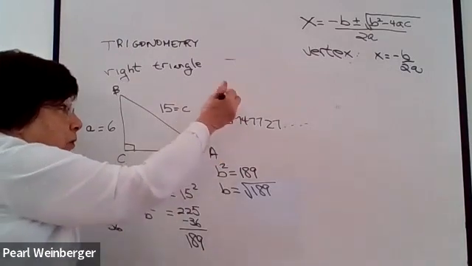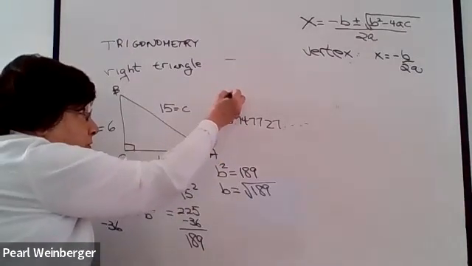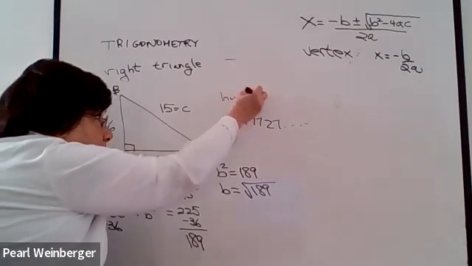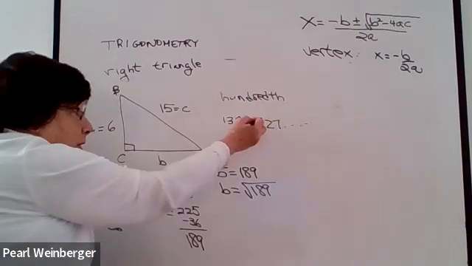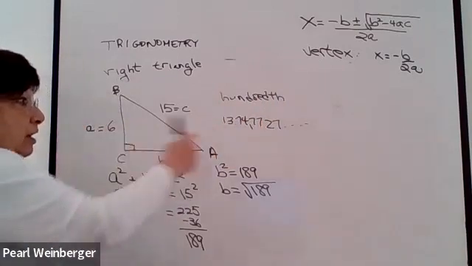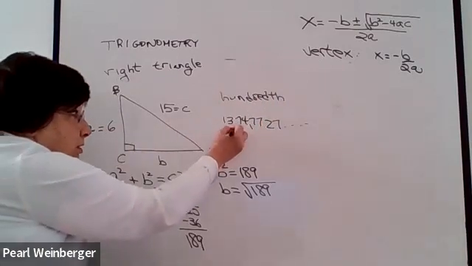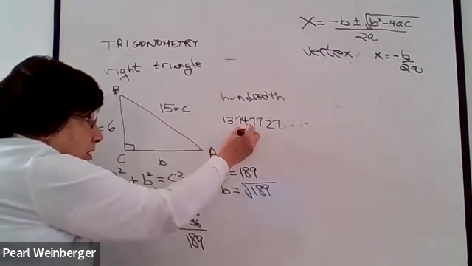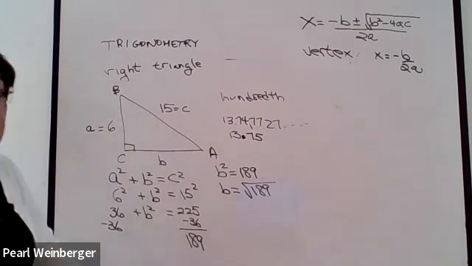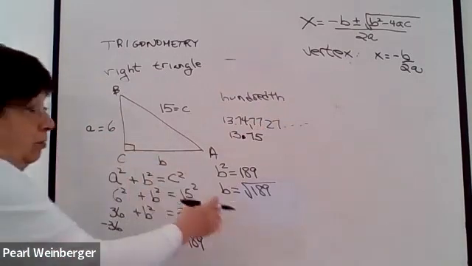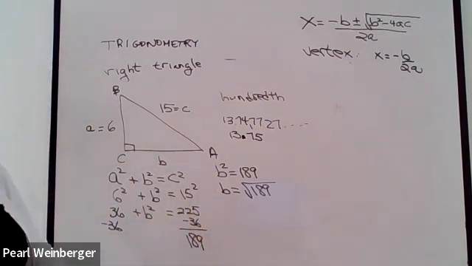Let's say I said round to the nearest 100th. Then you'd want to end after the 4. You look at the next one, which is 7. So to the nearest 100th, it would be 13.75. But more likely, what we want to do is not round it, but simplify it.